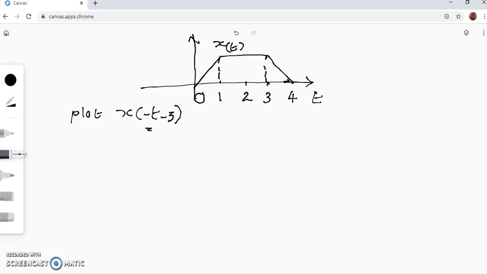There is a minus t here. There is a minus 3 here. Okay, x of minus t minus 3. So minus t means it is a reversal. Minus t is a time reversal. And what is minus 3? It is the time shift. That means you can see that two operations are happening at the same time. You have to reverse the signal, you have to shift the signal also. Now the question here is, what needs to be done first?